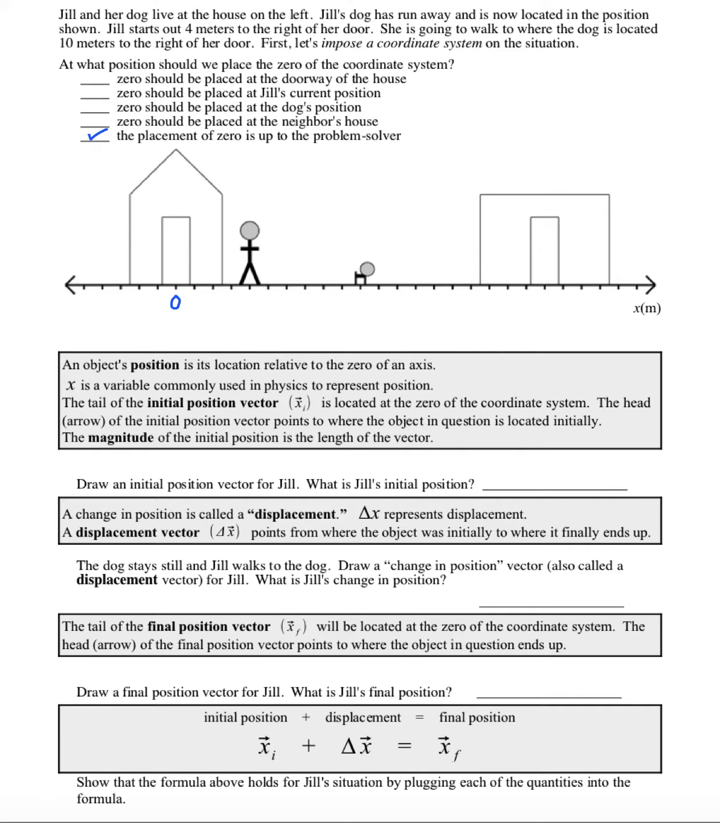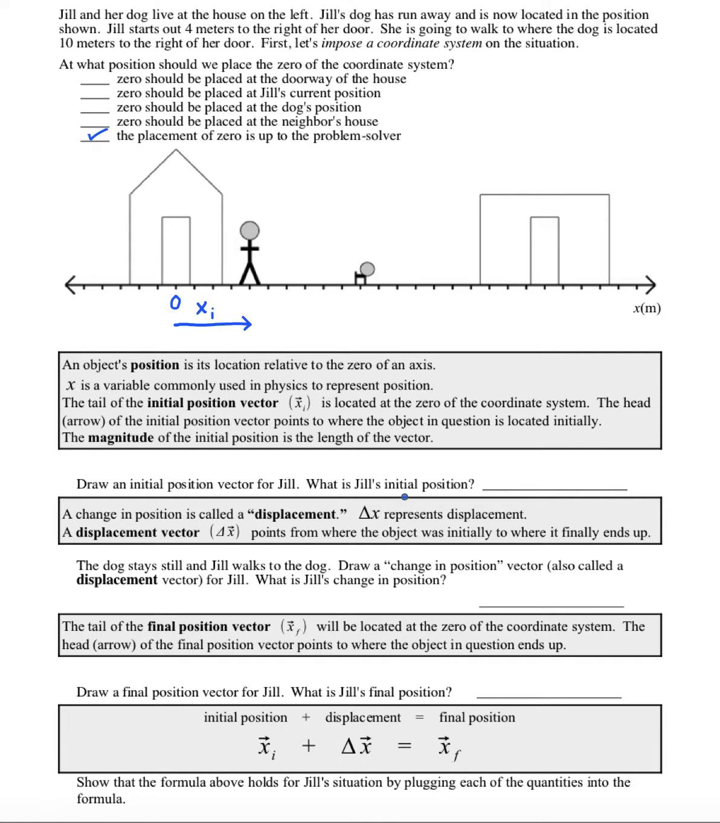Let's go ahead and draw that initial position vector for Jill. It has to start at the 0 of the coordinate system, and then it has to point to where she's located now, initially. Now we're going to give symbols to this, and instead of just labeling it as I, this time we're going to call it xi. Now the i is in a subscript position. It's down and to the right. That's just a notation for the reader to let them know what type of position it is.